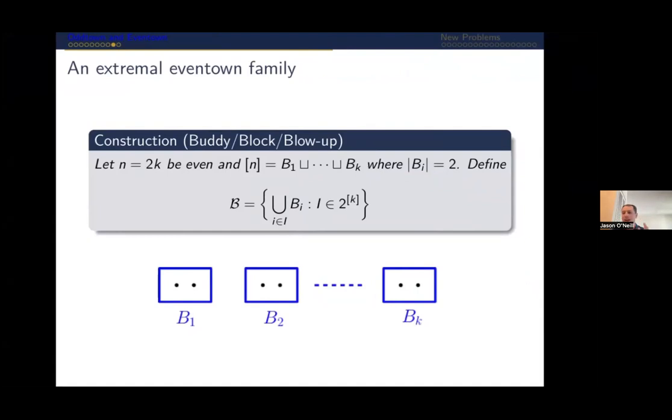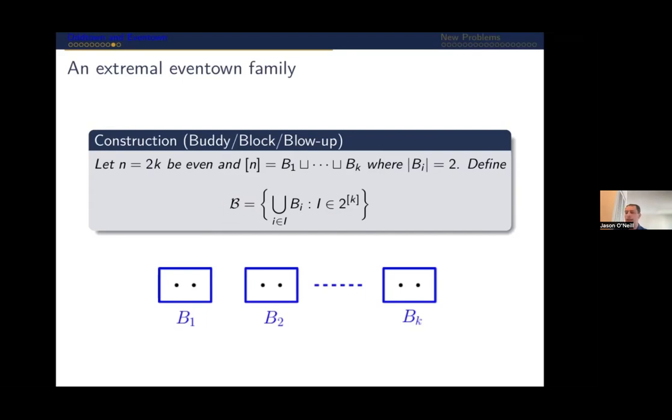It's kind of a mouthful to say, but what we get is this family B that's going to be all such unions. And as you can see, there are 2 to the power of k such unions. And here k is equal to n over 2. So if this family satisfies eventown rules, this would be best possible according to the previous slide and the theorem there. So let's see why it satisfies eventown rules.